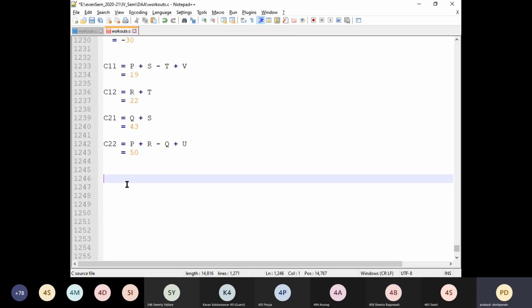So at the last, after this, write down both the matrices A and B on the left hand side, and on the right hand side of the equal to sign, write the matrix C with the proper values 19, 22, 43, 50.